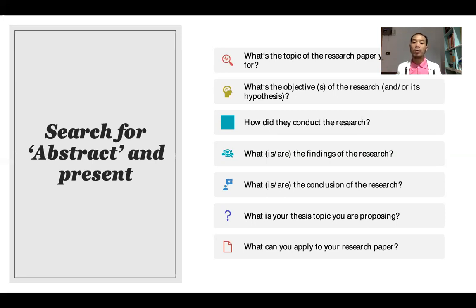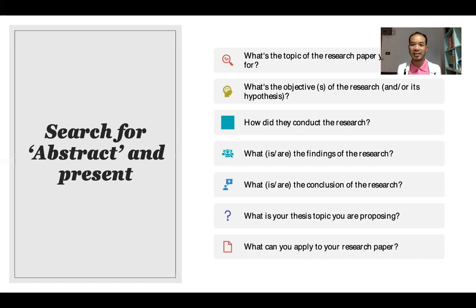The second: what are the objectives? Normally there are 2 or 3 objectives of the research.